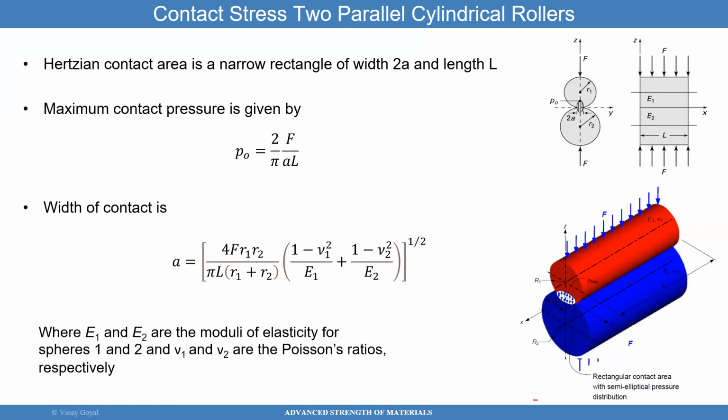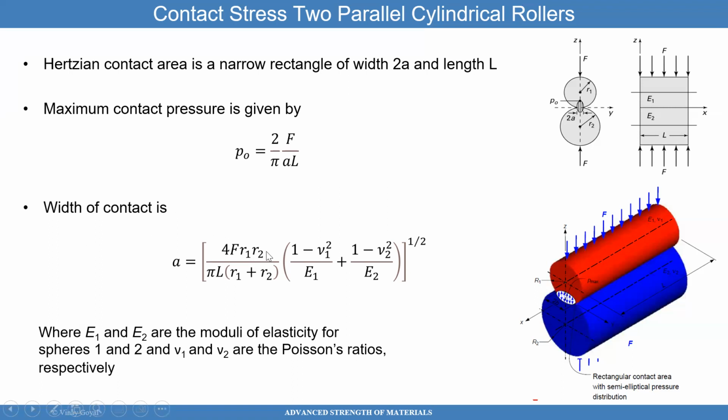Again, when you have two cylinders coming into contact, if they're perfectly rigid, then it will be a line, but because we're allowing them to deform, it will become a rectangle. And that rectangle has a width 2a, you can see that here, and the length of the cylinder is L. The maximum contact pressure is given by this formula, P naught equals 2F divided by pi aL, where L is the length of the cylinder.